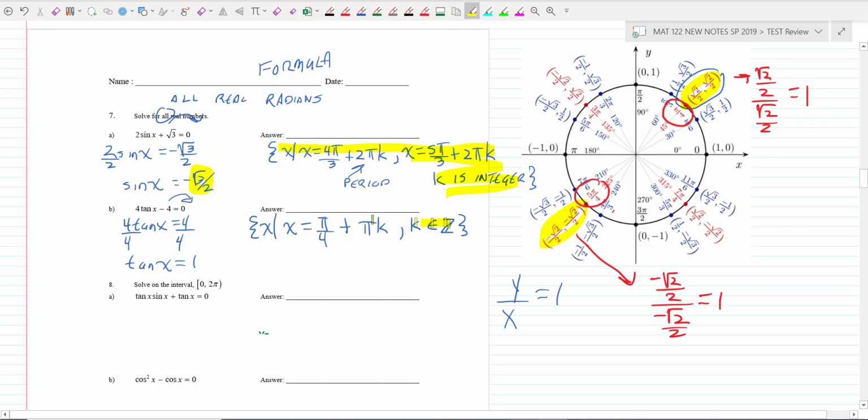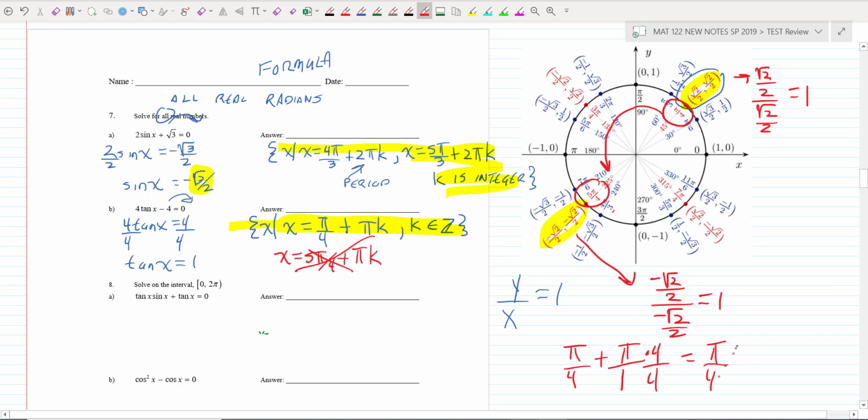Now, one of the things we talked about with a tangent is it's not necessary to say x equals 5 pi over 4 plus pi k. That's not needed, and the reason is because of this. If you take this first answer, pi over 4, and you add pi to it, you're going to get this answer, because these things are 180 degrees apart. So notice if I get a common denominator on this, I just get pi over 4 plus 4 pi over 4, so that's equal to 5 pi over 4. That's why it's unnecessary to write that second formula.